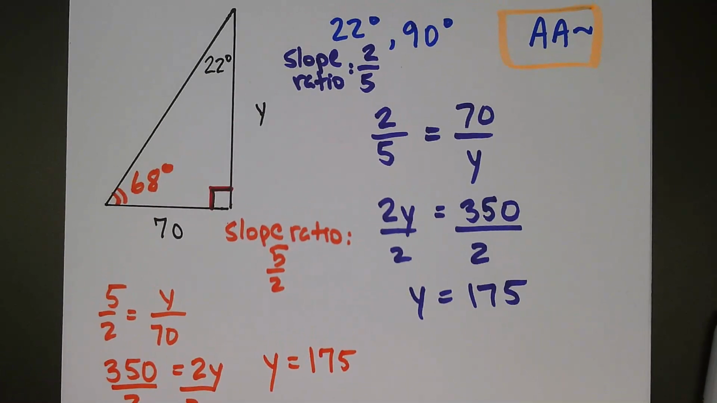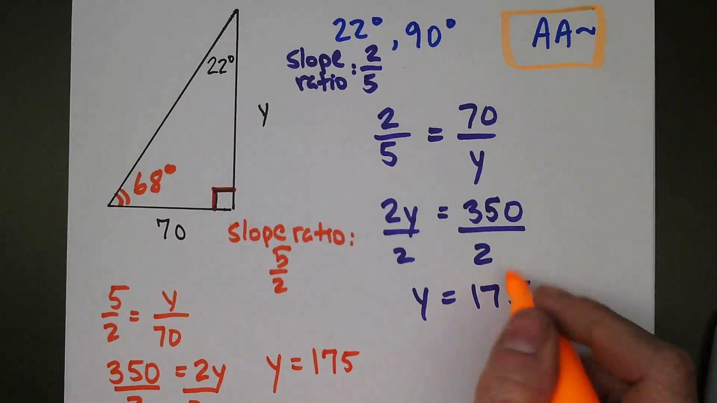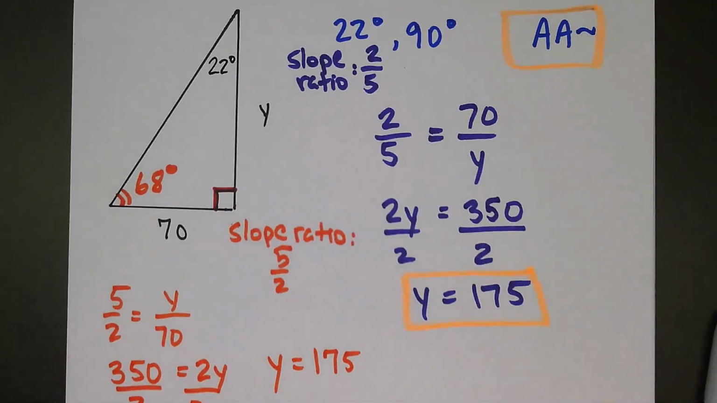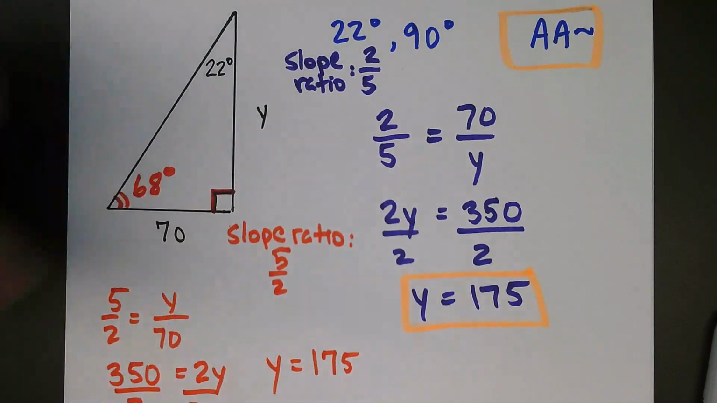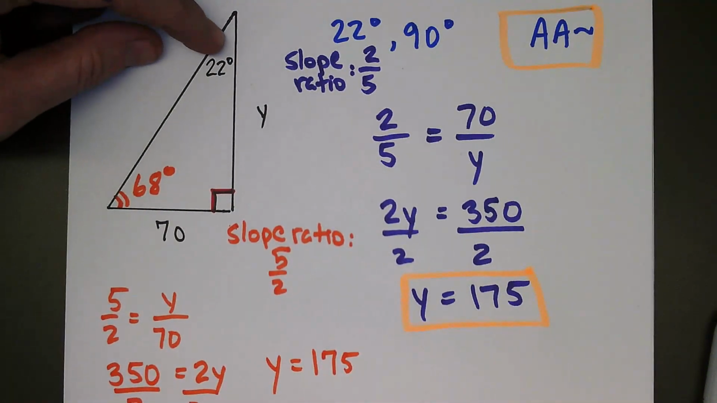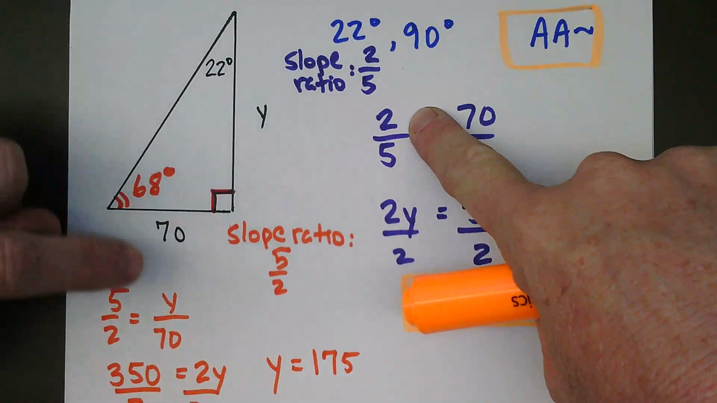Now, I definitely would not solve this triangle twice, but I wanted to show you that both ways work. You're going to get 175 whether you look at it from a 68-degree angle and use your slope ratio y/70, or you go from the perspective of 22, use that slope ratio and do 70/y.